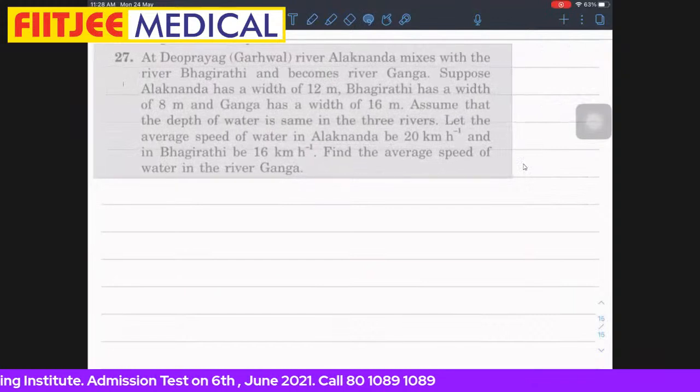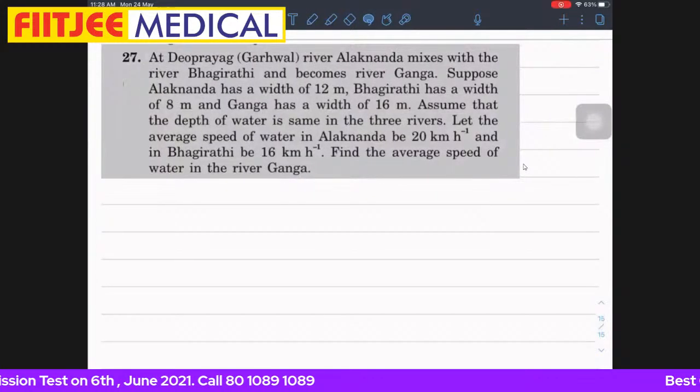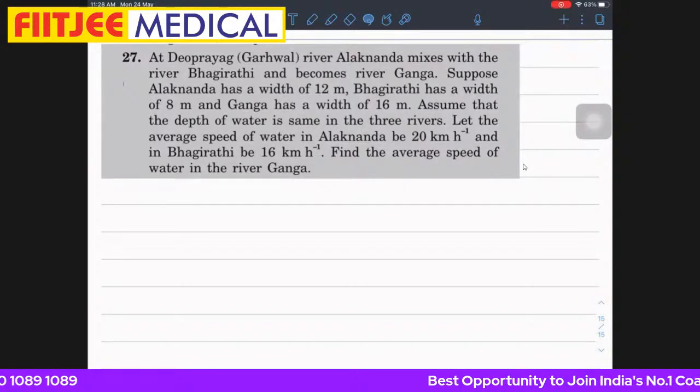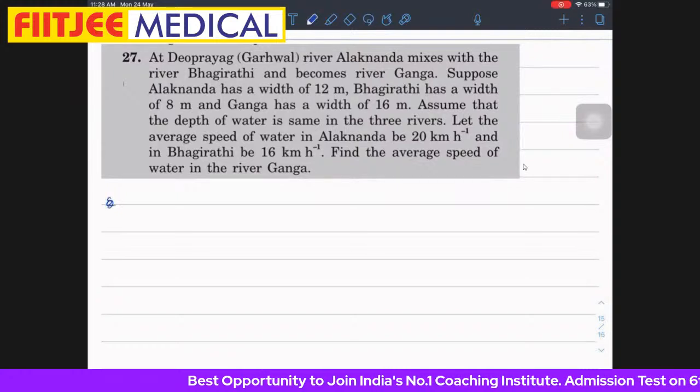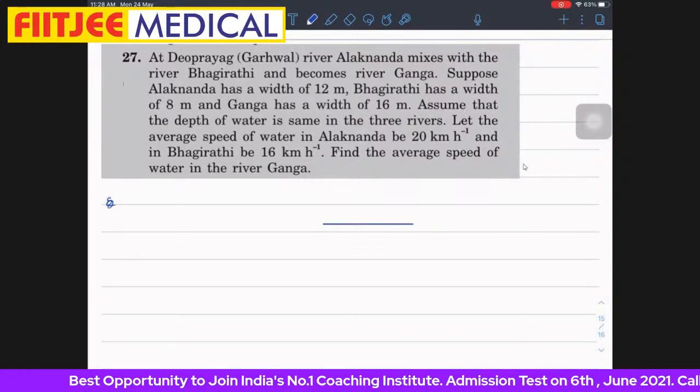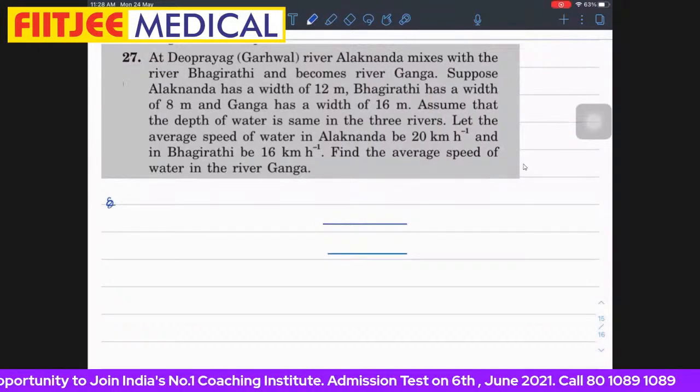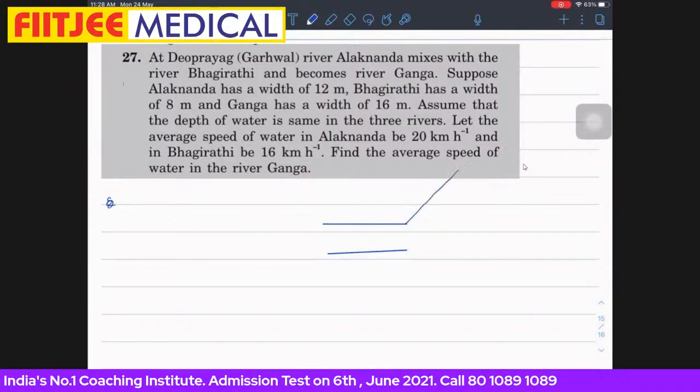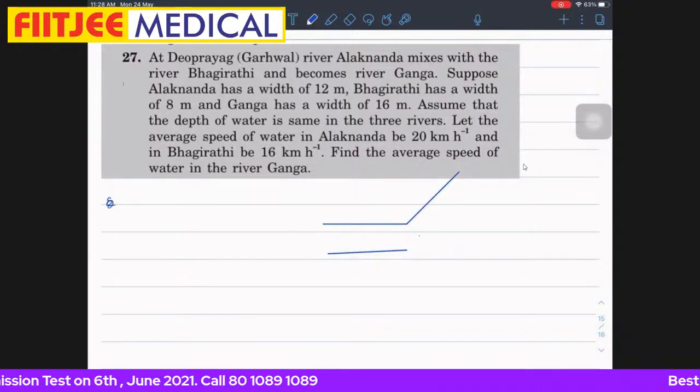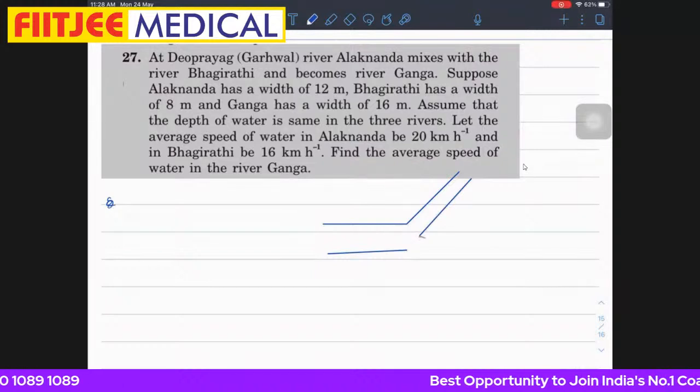See, we have given at Dev-Prayag, Alaknanda river. Alaknanda mixes with the river Bhagirathi and becomes river Ganga. Suppose Alaknanda river has a width of 12 meters. Bhagirathi has a width of 8 meters and Ganga has a width of 16 meters.